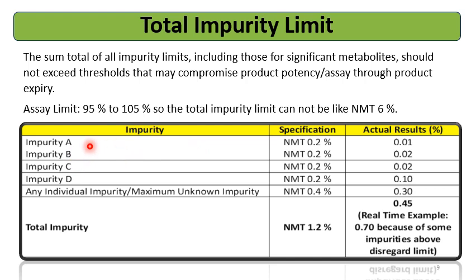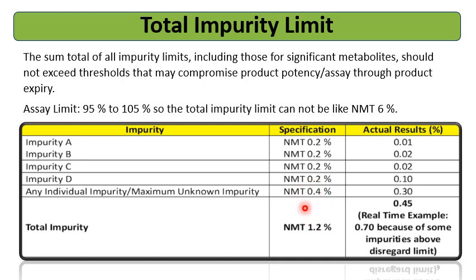The example here I have shown is a hypothetical example for your easy understanding. The drug product is having impurity A, B, C, D. These are the known impurities, and any individual impurity or max unknown impurity. So the limits are given here as per the MDD and as per the requirements of guidelines. So 0.2%, 0.2%, 0.2%, 0.2% for impurity A, B, C and D.